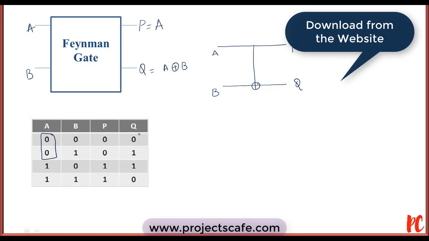Q is a replication of B. Similarly, when A is equal to 1, Q is a replication of B bar. Here the input is 0, so the output I am getting is 1, and the input is 1, so the output is 0. Every linear reversible function can be built by composing only 2 by 2 Feynman gates and inverters. When B is equal to 0, the Feynman gate is used as a fan out.